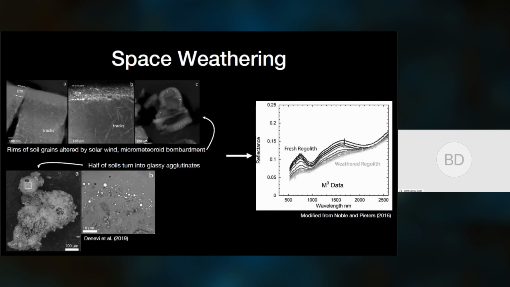Next slide. And these processes alter the surfaces of soil grains so that they have rims that contain tiny bits of metallic iron, and micrometeorite impacts turn usually about half of the soil into agglutinates, which are these glassy, irregular particles that also contain bits of metallic iron. And these changes really strongly affect our remote sensing data of the moon from the UV out into the thermal infrared, which you'll hear more about from Jeff Gillis-Davis later today. And last slide.